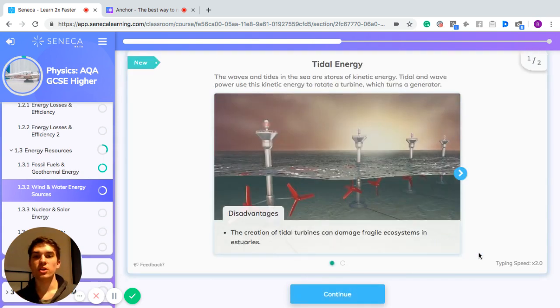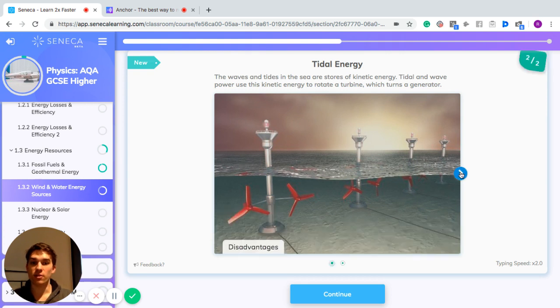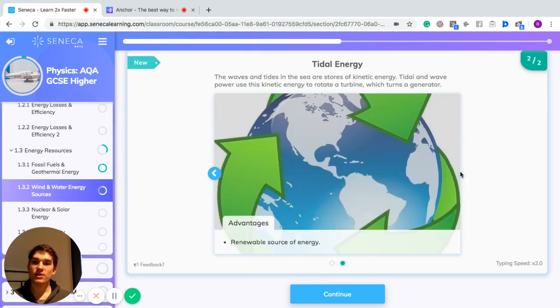You can also look at tidal energy. So the waves and tides in the sea are stores of kinetic energy. And tidal and wave power uses this kinetic energy to rotate a turbine, which turns a generator. A disadvantage of that is that the creation of tidal turbines can damage fragile ecosystems in river estuaries. And an advantage is that it's a renewable source of energy.